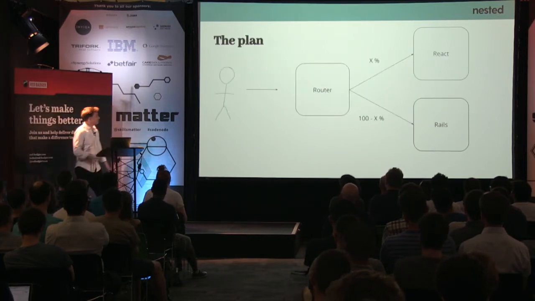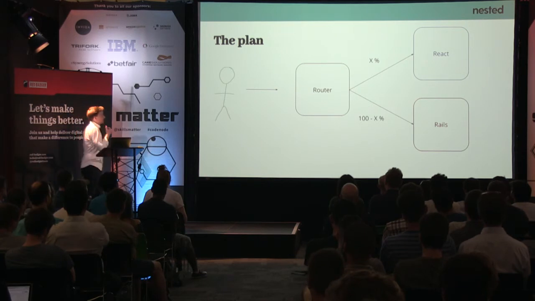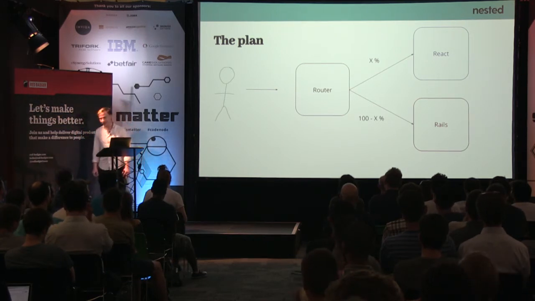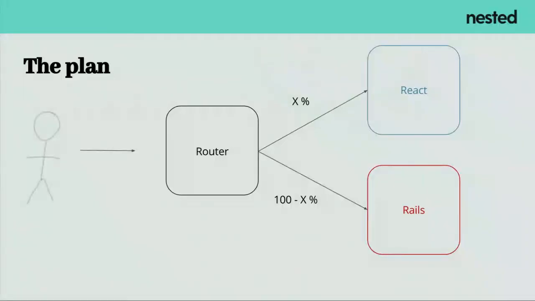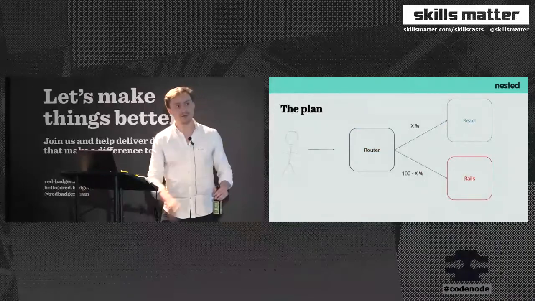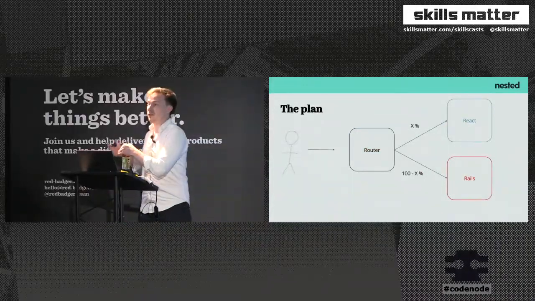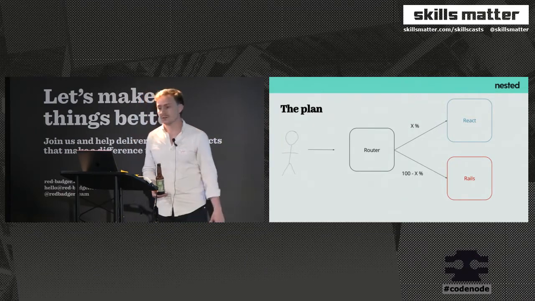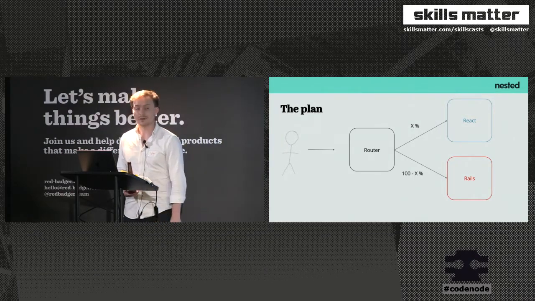Cool. So what's our plan? That's our plan. Simple plan. A user's going to make a request to the backend. That request is going to get routed through some router in the backend, which we'll go into more detail about in a second. And X% of the time, the router will tell the user, you can go see the React page for this route. And the remainder of the time, it'll say you can see the Rails page for this route. So this is great because that fits our sort of A/B test idea we were talking about earlier.